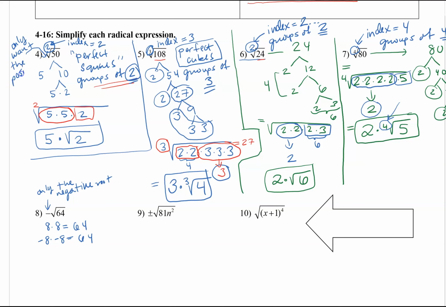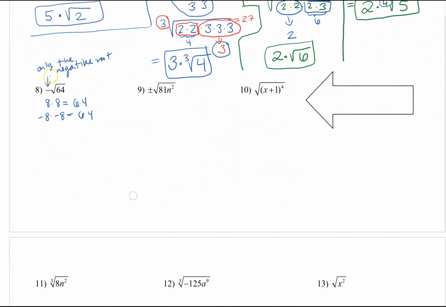And that is called the principal root. And it is sort of the default, kind of like when there's no index, we want a square root. And if there's no sign, we want only the positive root. But in the event that we do want the negative root, then you will see a negative sign out in front. So this answer here would have to be negative 8, the negative square root of 64.